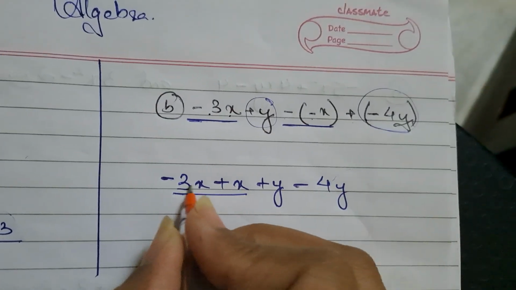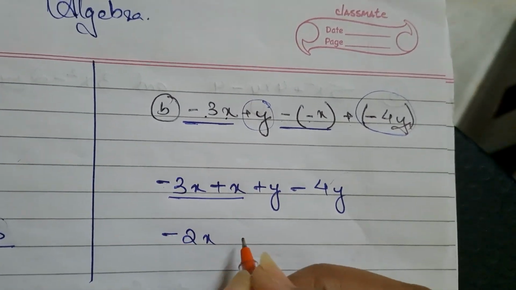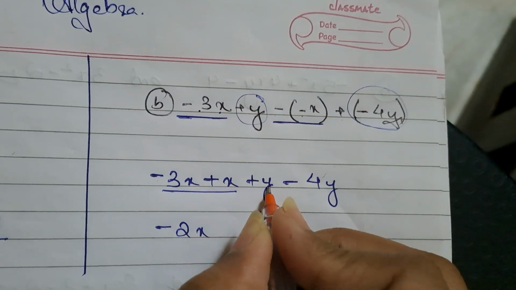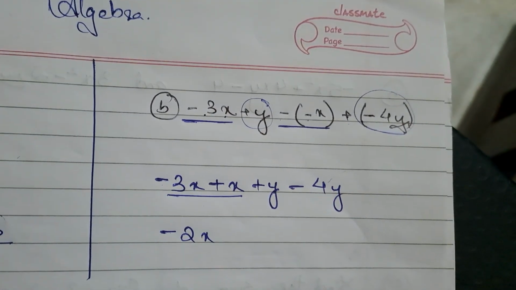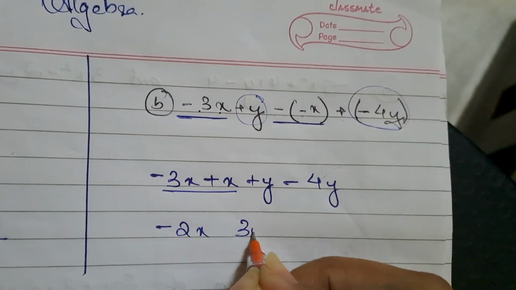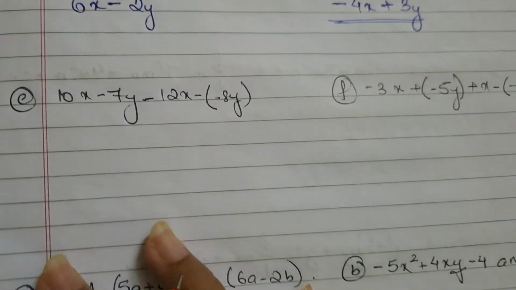Now they have different signs, so they will subtract. 3x minus x becomes 2x, the bigger number sign comes here, and then y minus 4y, subtraction will happen. When it undergoes subtraction, it becomes 3y, the bigger number sign is minus. So this is the answer for it.